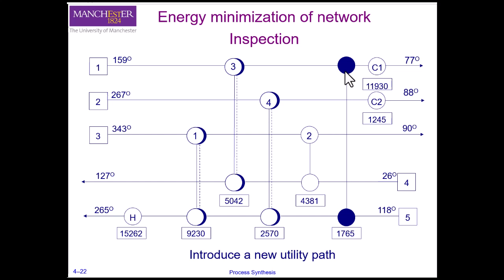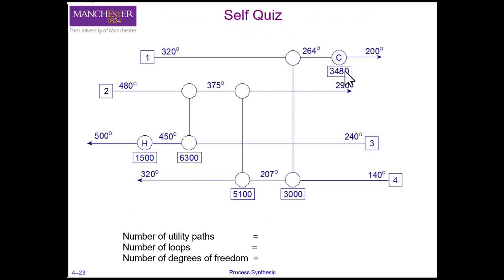So that is all for this part. At the end of this part, you also have a self quiz for you to try for this given network, and try to identify the number of utility paths, the number of loops, and based on that, how many degrees of freedom you have.